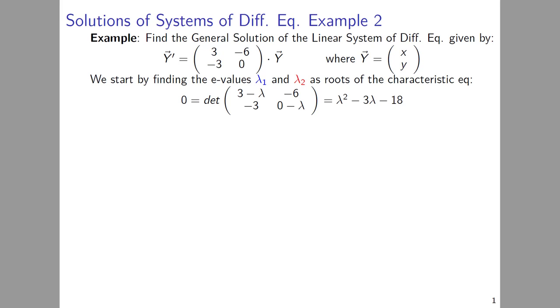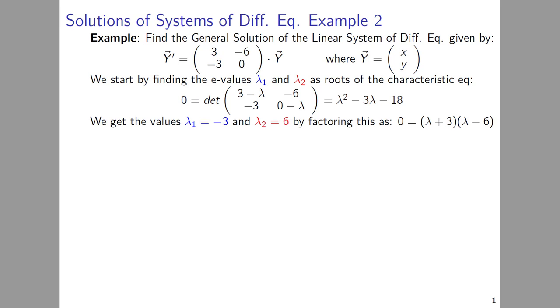0 equals the determinant of [3 minus lambda, -6; -3, 0 minus lambda], which multiplies out to lambda squared minus 3 lambda minus 18. Factoring this quadratic as lambda plus 3 times lambda minus 6, we get the values lambda 1 equals -3 and lambda 2 equals 6. Now for each of these eigenvalues, we need to compute the eigenvector.